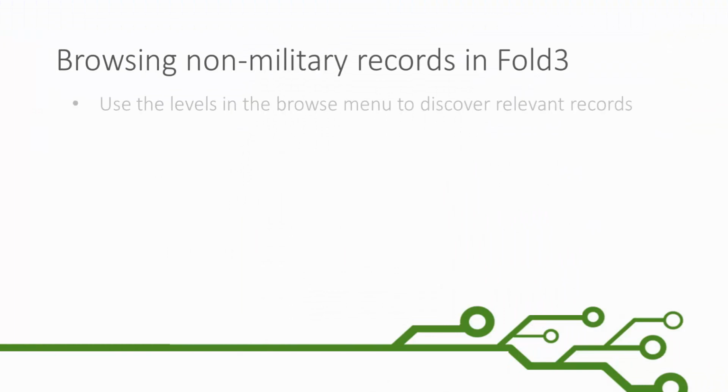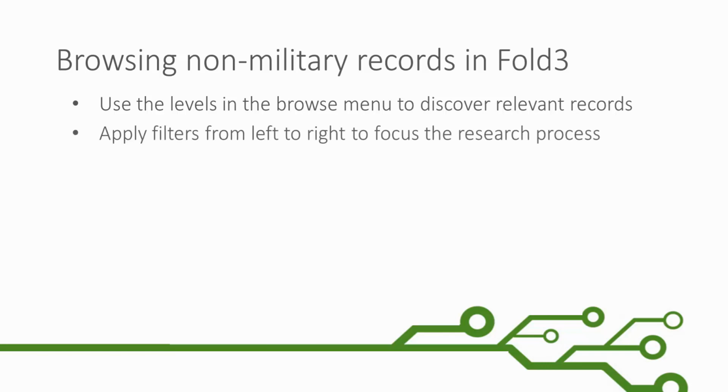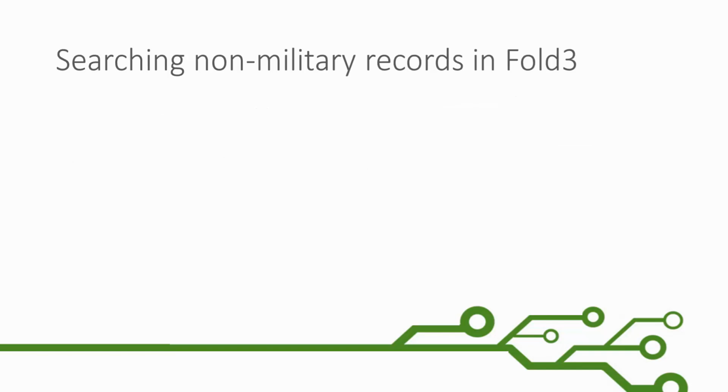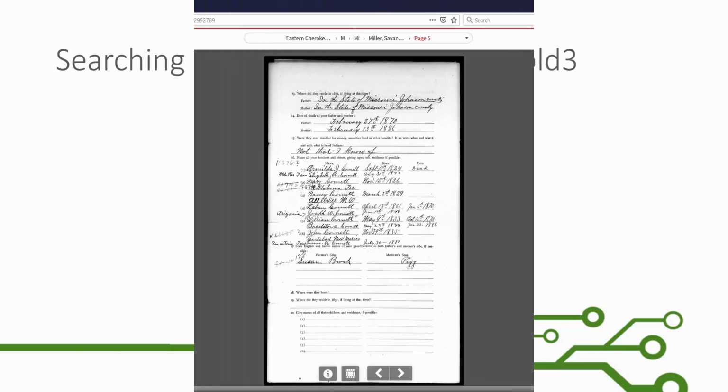To recap, Fold3's browsing menu is a system of levels that can help genealogists filter the database to discover relevant records. Moving through the filters from left to right will focus the research process. And the search box can be used at any point while browsing to refine results. Alternatively, we can search across the entire Fold3 database from the homepage.